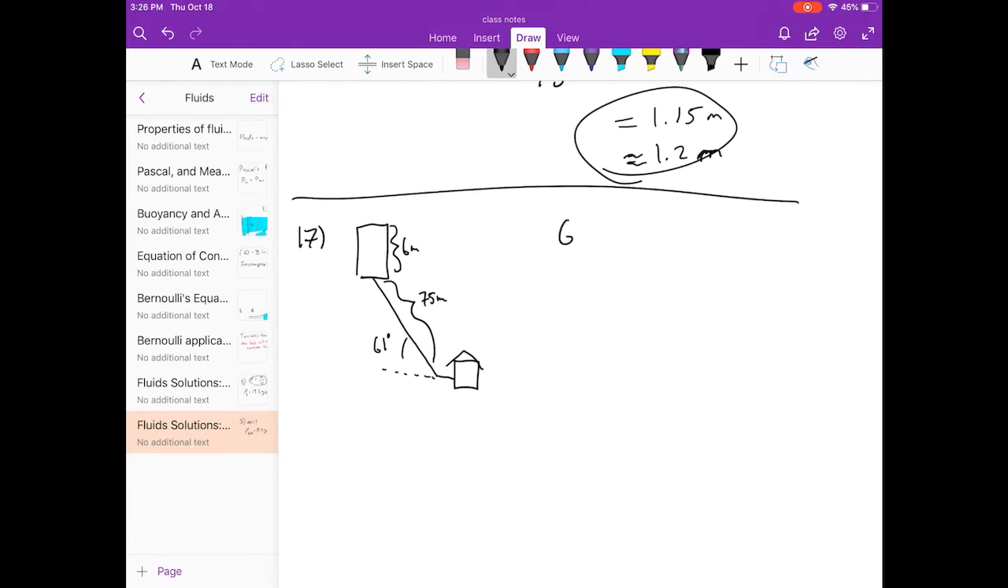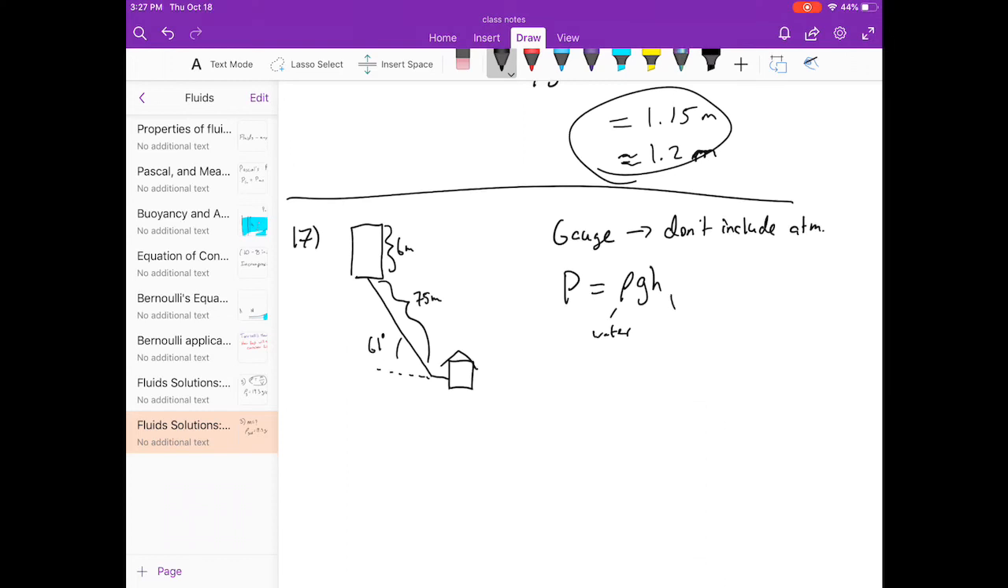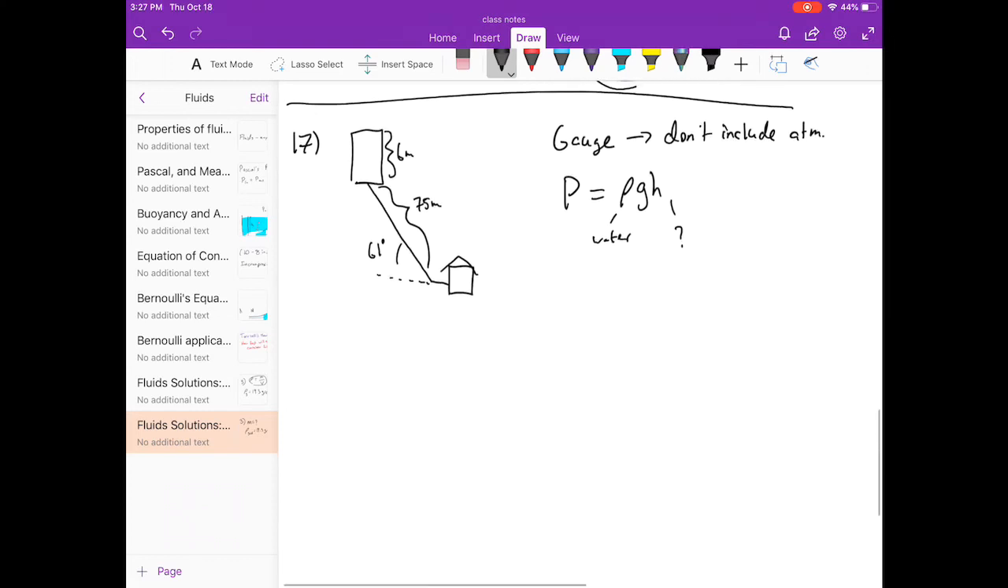So when it says gauge pressure, remember what that means. Gauge pressure means don't include atmosphere. We don't care about the atmosphere. The house is at atmospheric pressure, the tank's at atmospheric pressure. We don't need that. What we care about is the gauge pressure without the atmosphere. So we can use the equation, the pressure is equal to just rho g h. This, of course, is the density of water. g is 9.8 meters per second squared. h is the hard part. h is what we need to find.